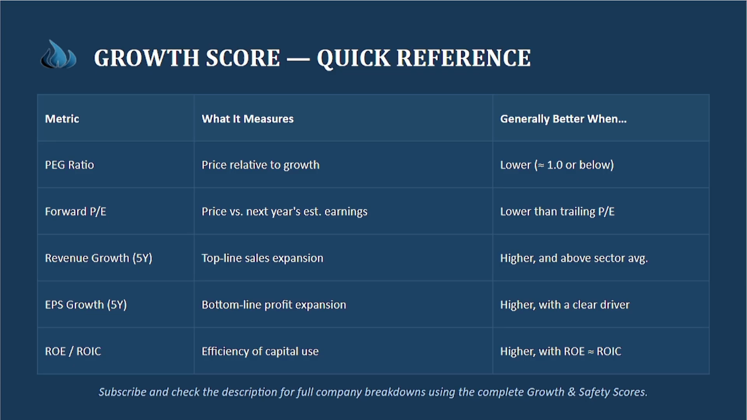We like to look at the 5-year annualized expected revenue growth. That's top line sales expansion. We like when that number is high, and we like when that number is above the sector or the industry average. Earnings per share growth, also annualized over the next 5 years. That is that bottom line profit expansion. We like for that number to be as high as possible, and we like to make sure that there is a clear driver that is driving and pushing that EPS growth out.